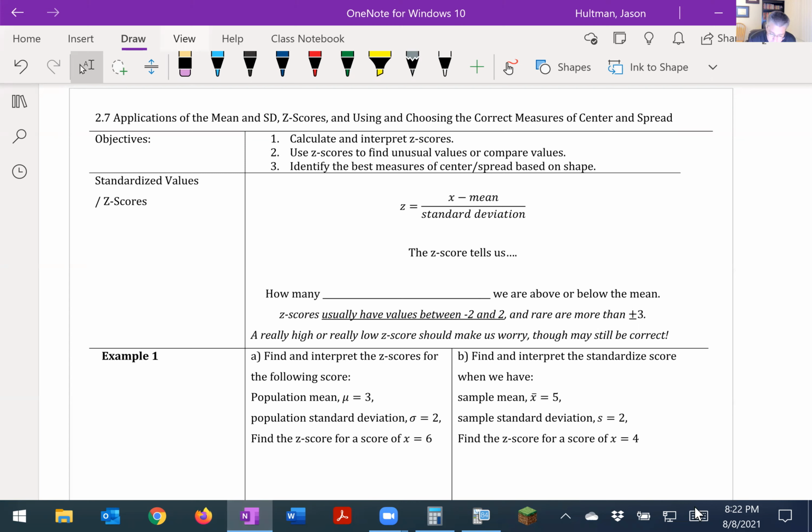Okay, objectives. Calculate and interpret z-scores. Use z-scores to find unusual values or compare values and identify the best measure of center and spread based on the shape.